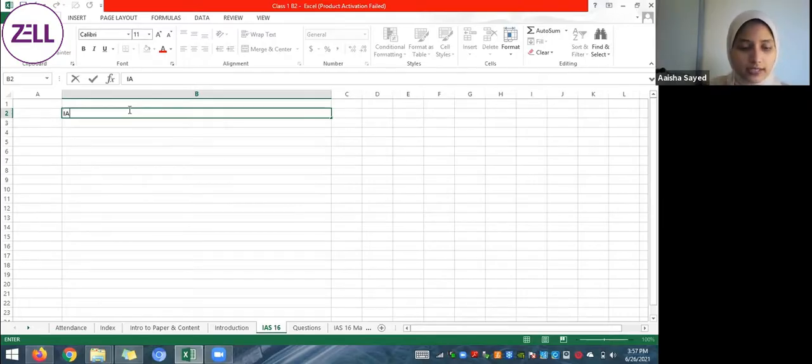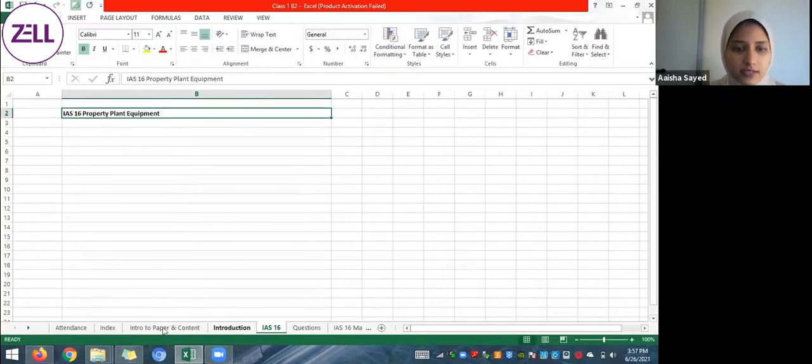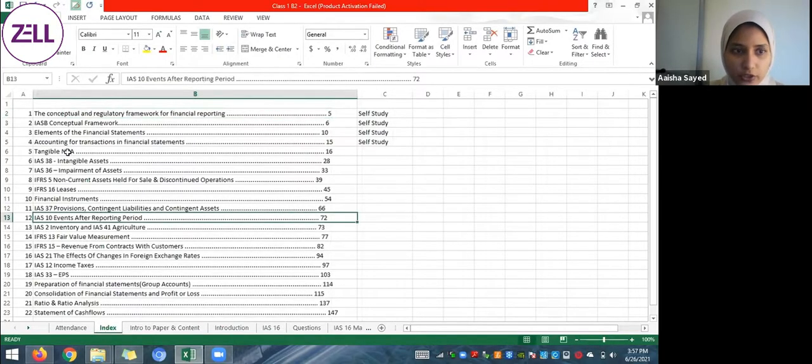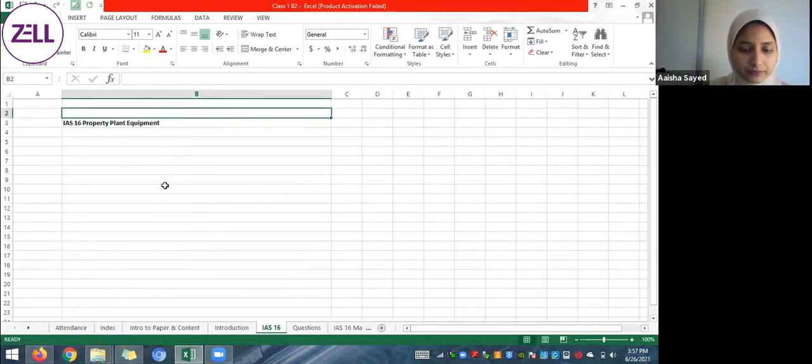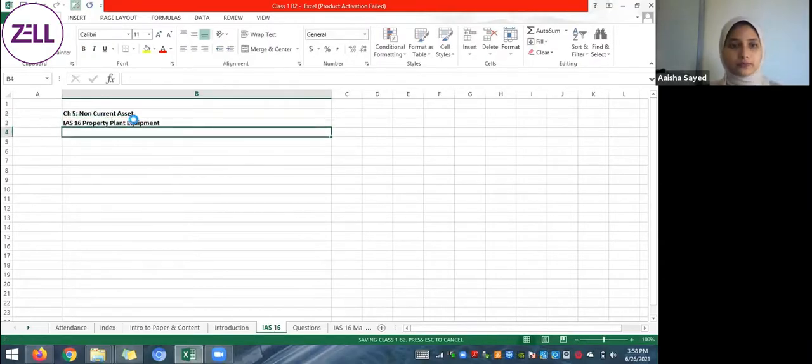Okay. So IAS 16, property, plant, and equipment. This chapter that I'm covering, tangible non-current assets, is made up of 4 standards. One of the standards is IAS 16, property, plant, and equipment. So, can any one of you define what property, plant, and equipment would be?